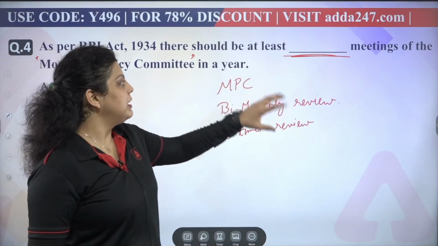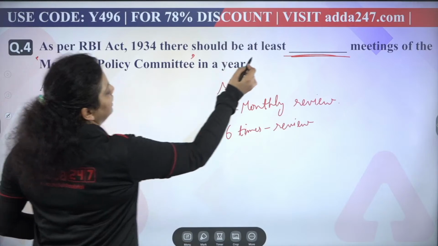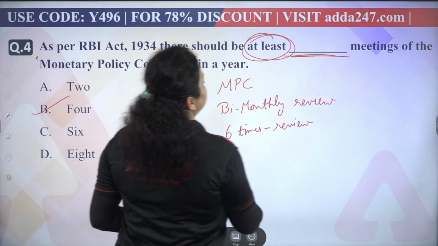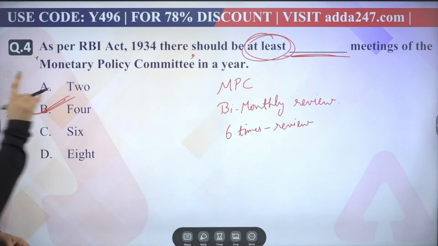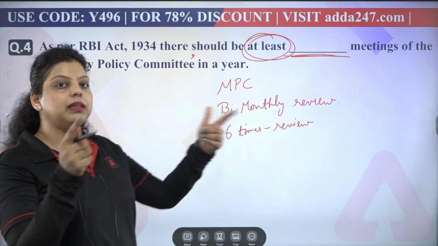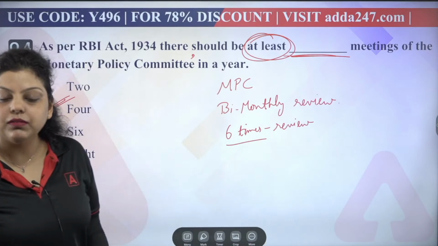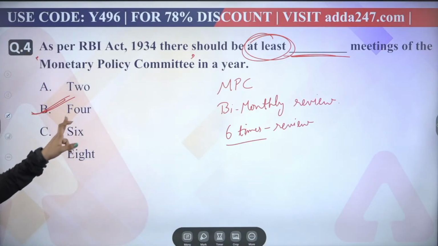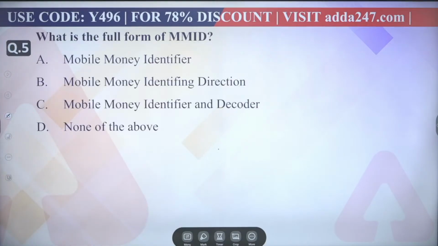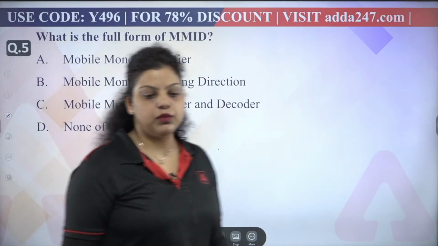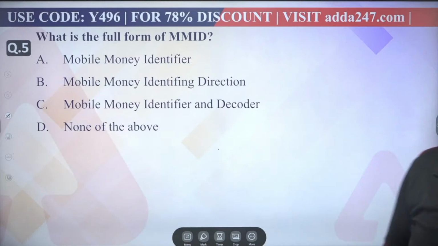But when it comes to the minimum, how many meetings should there be at least? At least 4 should be there, and right now we are presenting a bi-monthly review of monetary policy. That's why we are having 6 times. But when the minimum is asked, the answer will be 4. Okay. Now, next question. What is the full form of MMID?